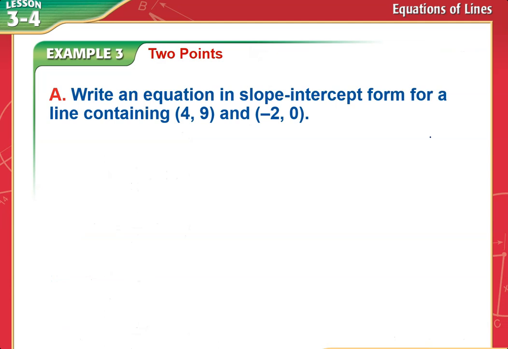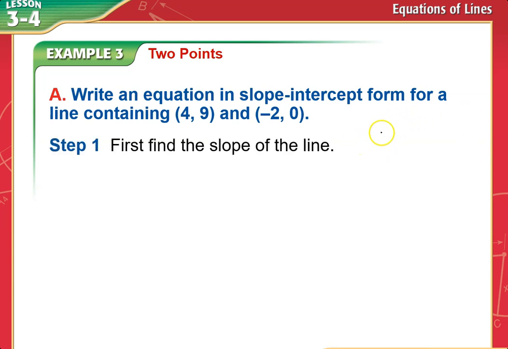We're going to write an equation in slope-intercept form for a line containing (4, 9) and (-2, 0). So we're going to first find the slope of the line. So we're going to go 0 minus 9 over -2 minus 4. And so we get -9 over -6, or reduce that down to 3/2.